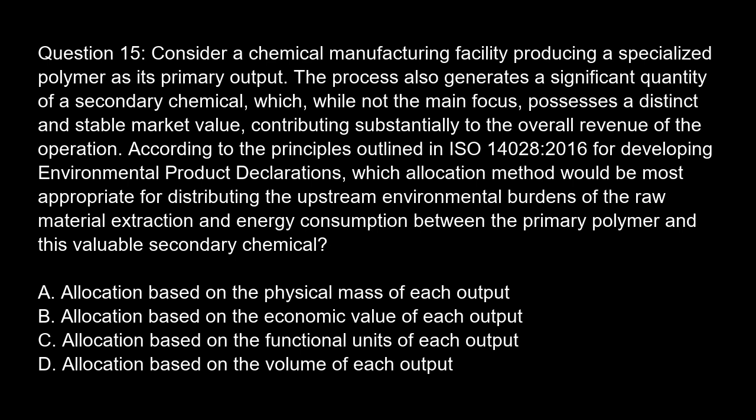14028-2016 for developing environmental product declarations, which allocation method would be most appropriate for distributing the upstream environmental burdens of the raw material extraction and energy consumption between the primary polymer and this valuable secondary chemical? Option A. Allocation based on the physical mass of each output. Option B. Allocation based on the economic value of each output. Option C. Allocation based on the functional units of each output. Option D. Allocation based on the volume of each output.